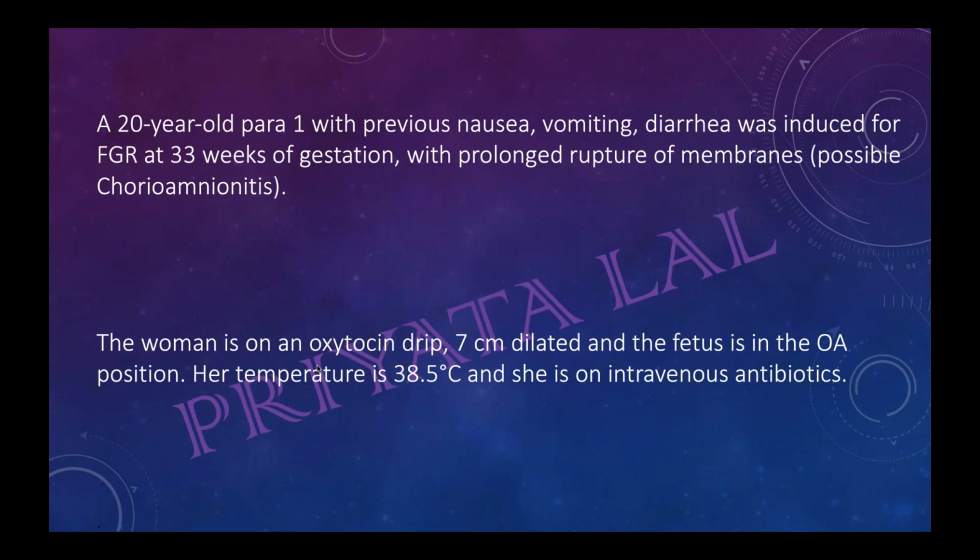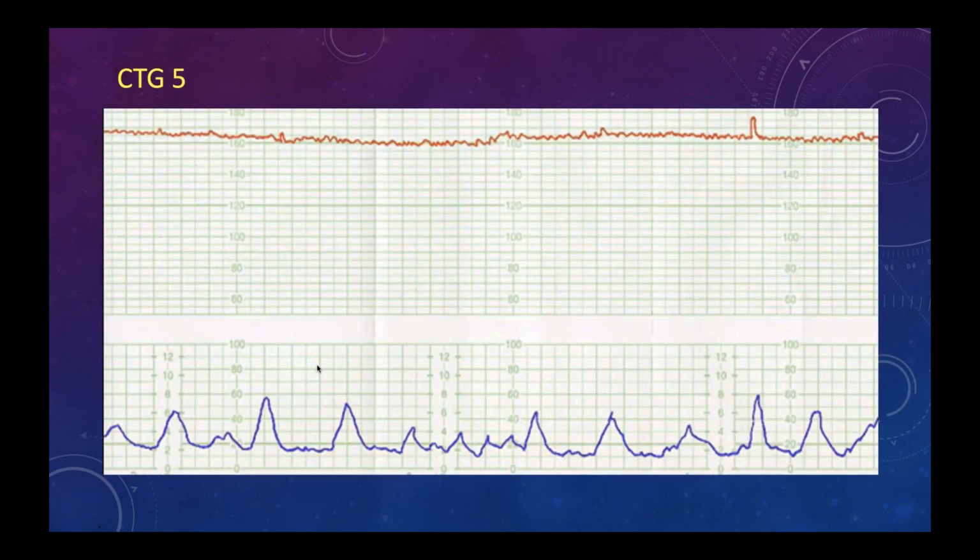The 20-year-old para 1 was induced for fetal growth restriction at 33 weeks of gestation with prolonged rupture of membranes, possible chorioamnionitis. The woman is on oxytocin drip, 7 centimeters dilated, and the fetus is in OA position. Her temperature is 38.5 and she is on intravenous antibiotics. So the risk features will be FGR, preterm, prolonged rupture of membranes, possible chorioamnionitis, and she's febrile, 38.5.